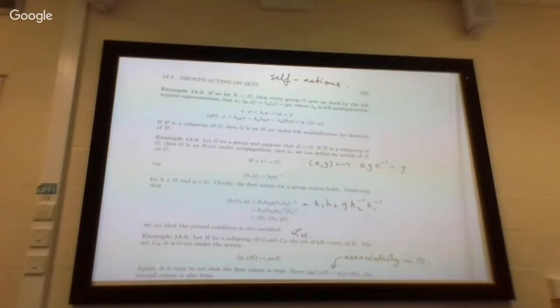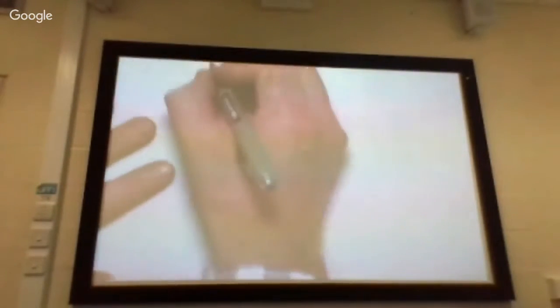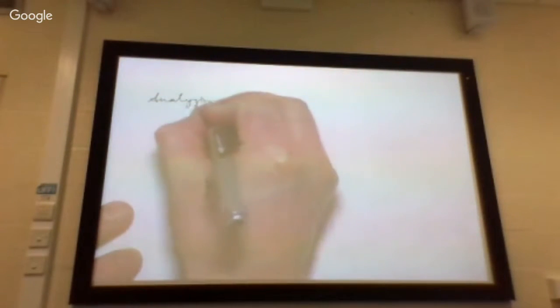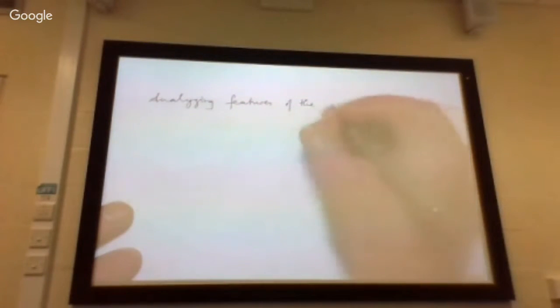So we've seen the definition, we've looked at a bunch of examples. We now want to develop some of the initial theory of group actions. And there's a few devices or concepts that we want to talk about. Okay. So the first of them is an equivalence relation. So what we're doing here is we're analyzing features, aspects of the action of G on X.